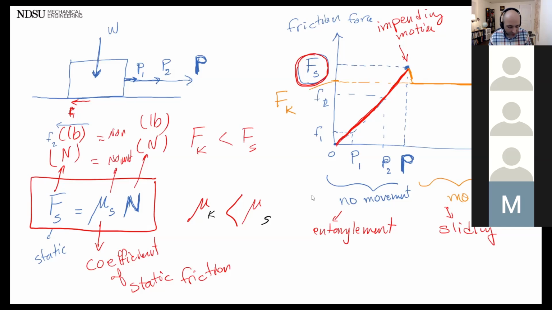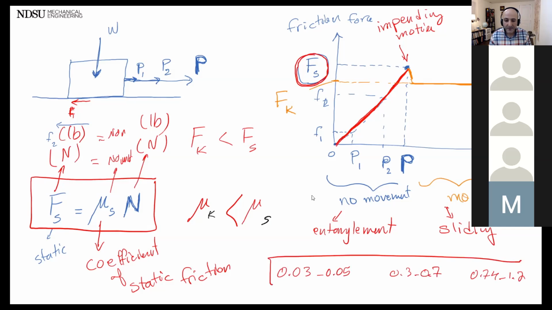Some typical numbers: between 0.3 and 0.5, this is for metal on ice. 0.3 to 0.7 is like wood on wood, two wooden surfaces. 0.74 to 1.2 is copper on copper. So these are just some typical numbers for mu-s, and mu-k is usually 20 to 25% less than that, all right?